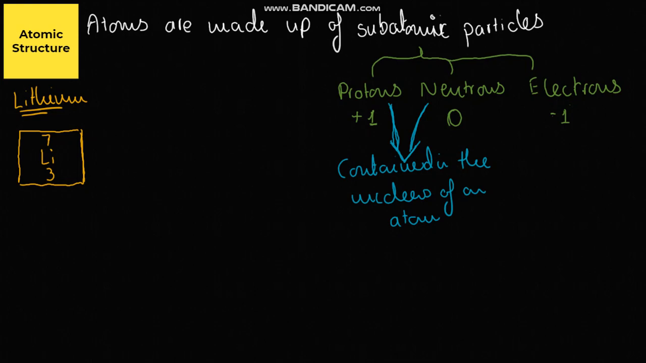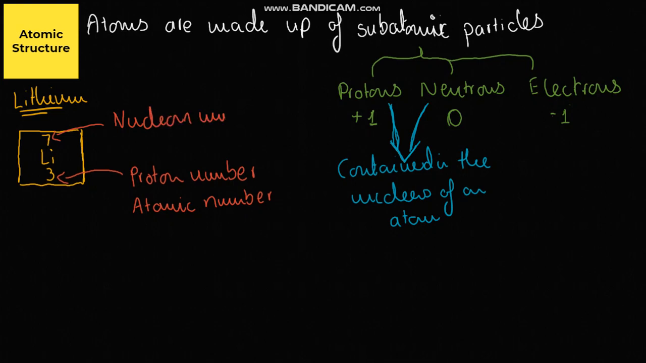So basically in the periodic table they give you the element like this, and these two numbers represent the number of protons, neutrons, and electrons. The smaller number usually represents the protons. It's called the proton number, or also the atomic number. The larger number over here is known as the nucleon number. It is also known as the mass number.